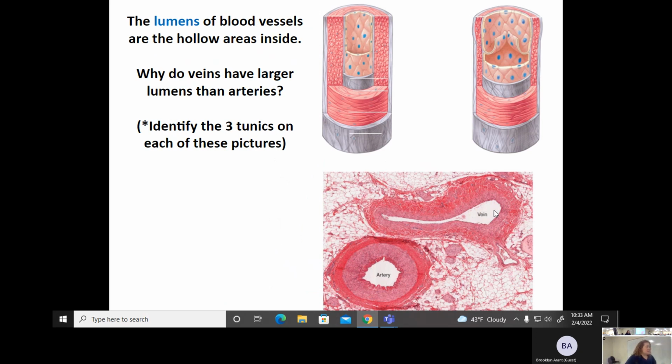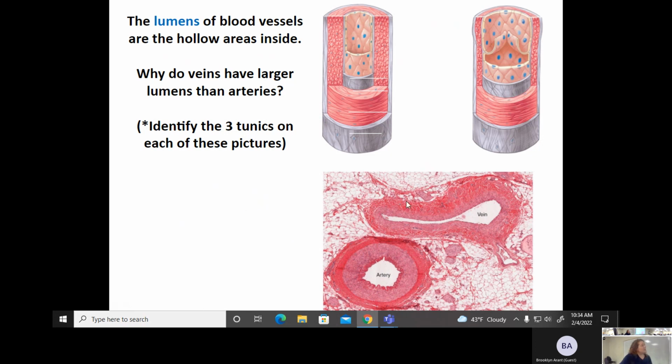Blood vessels also are supposed to have a space inside that we call lumen. So lumen is the space. It's a void. It's an empty place. And generally, veins are going to have big lumens compared to arteries. So this is an artery here. That's a picture from the old book. This is a vein here. Sometime later, as you're going back and studying, label all the tunics on both of these. You don't have to do it now.